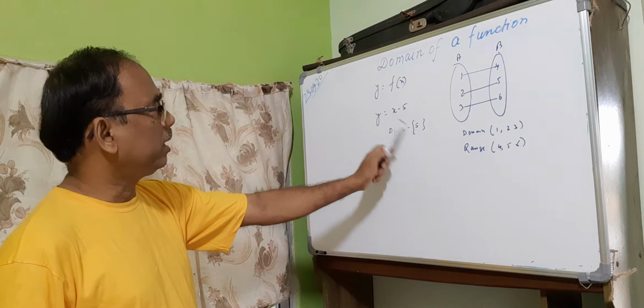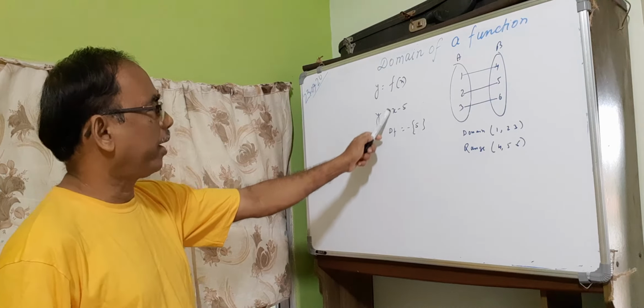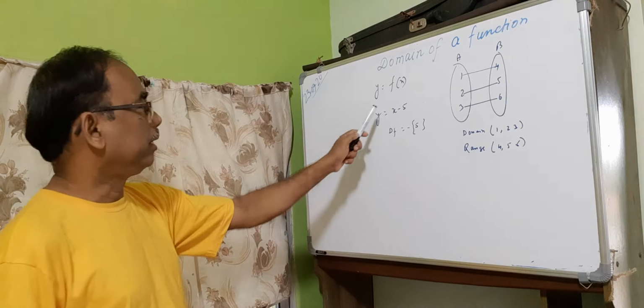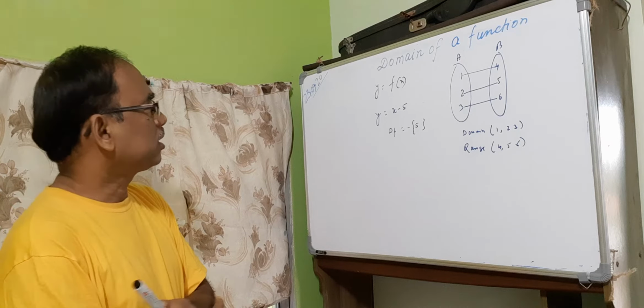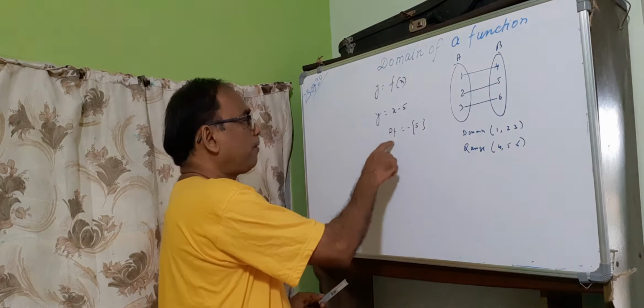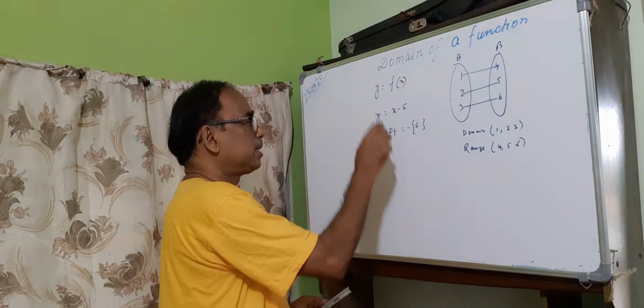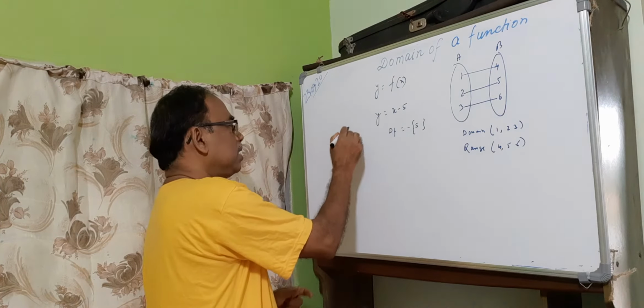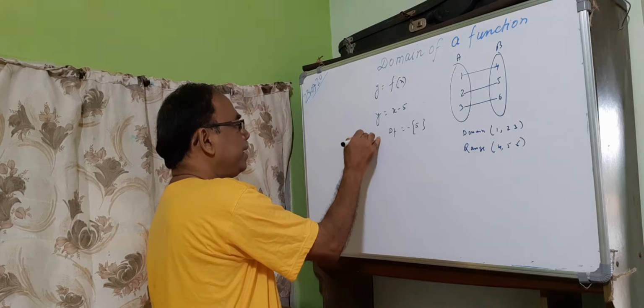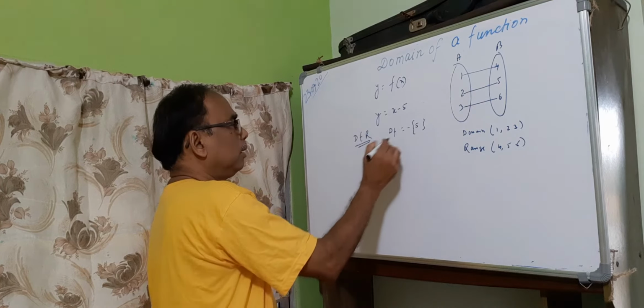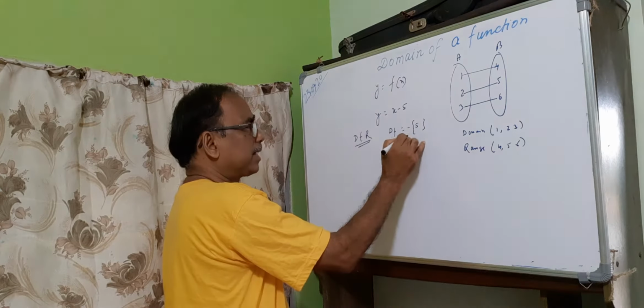If you write domain is x equals 5, this value will come 0 and this function will be useless. That's why domain of the function is except 5, that is domain belongs to any real number except 5.